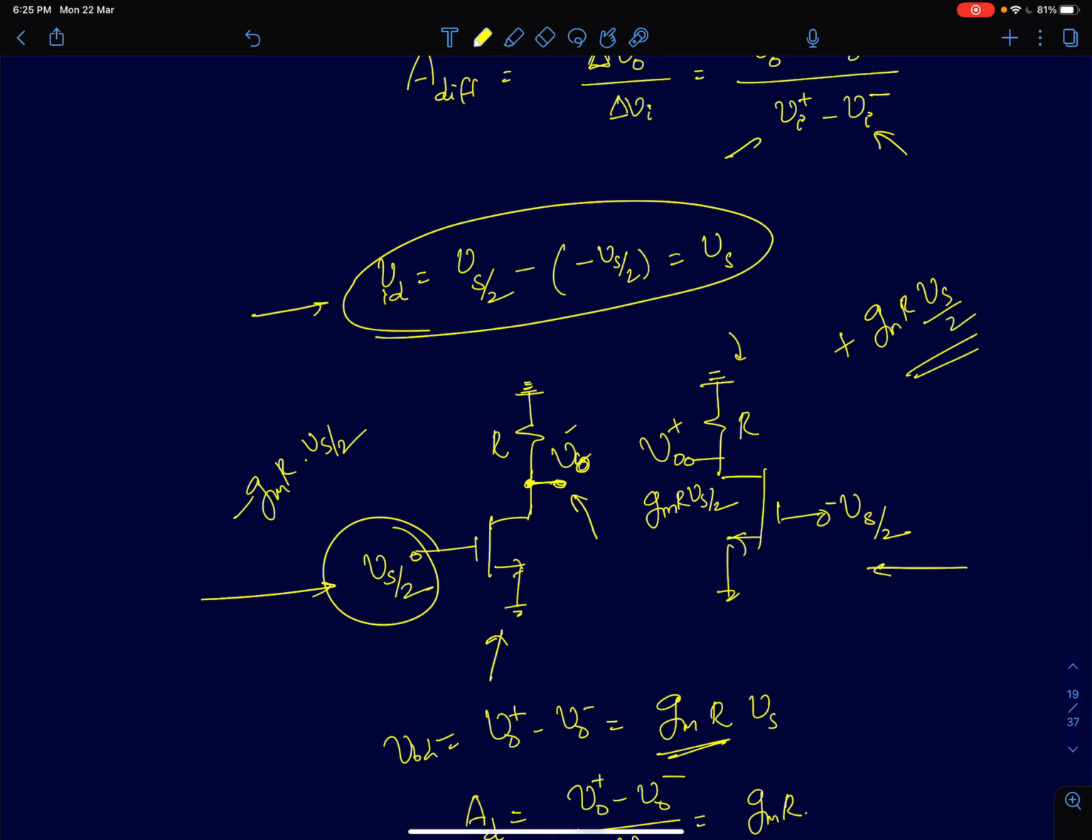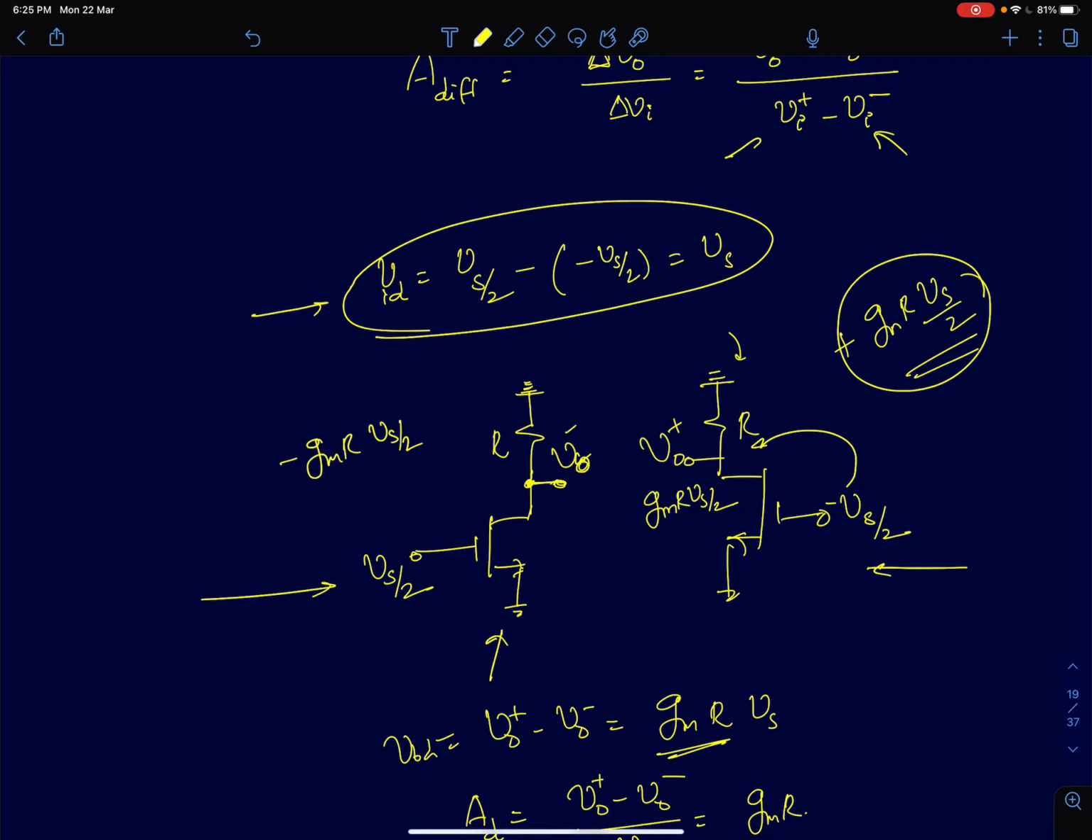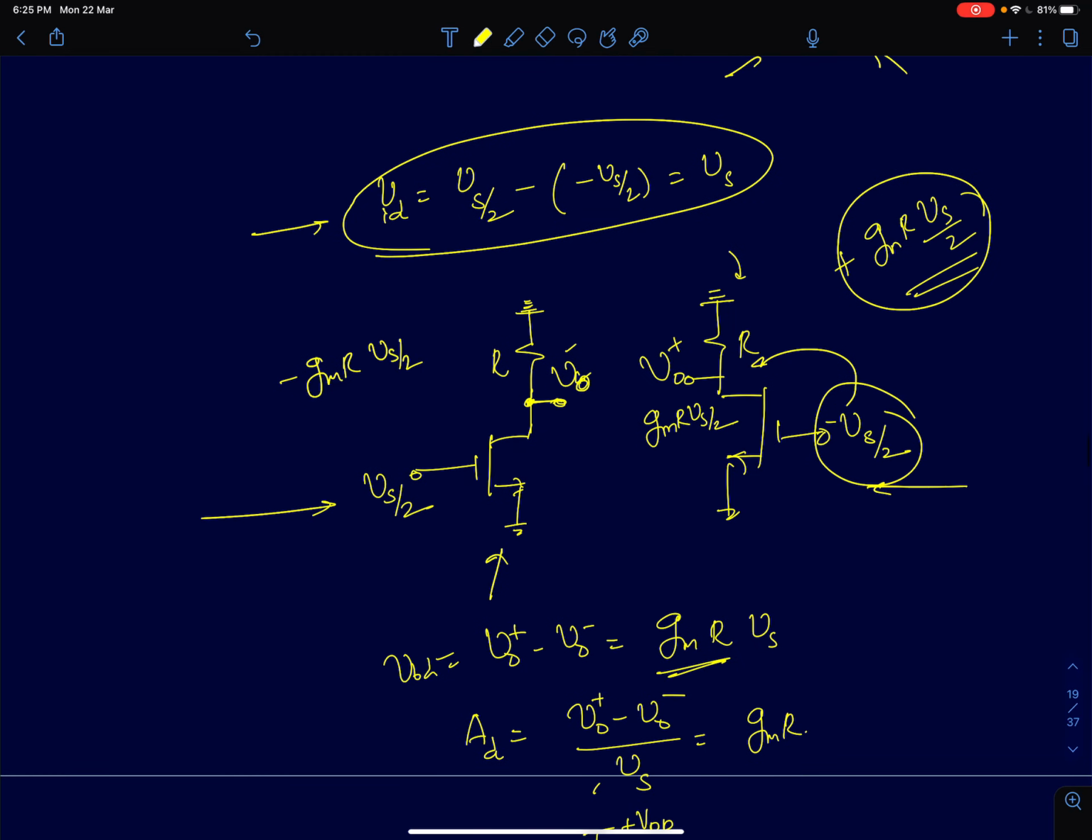So VO minus here is simply, it's a common source amplifier with r0 as infinity, so it will be minus gmR into Vs by 2. The negative sign comes because it's a common source amplifier. And in this amplifier, the voltage at the output is going to be plus gmR into Vs by 2, because the input signal is negative here. So differentially, the differential output VOD, which is VO plus minus VO minus, is going to be gmR times Vs.